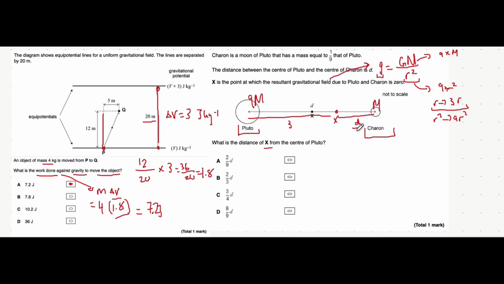And we say one of those quarter parts of D is the distance from Charon to X, and 3D over 4 is the distance from Pluto to X. That way they also add up to D, and also the distance of X from Pluto is 3 times as large as the distance of X from Charon. So it's 3/4 D, which is option C. Quite difficult questions. You might need to go back and rewatch it, but yeah, hopefully that made sense.